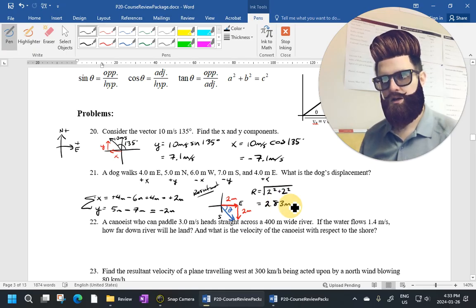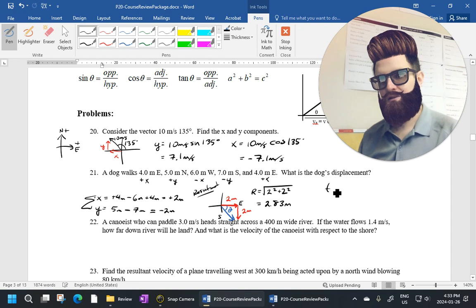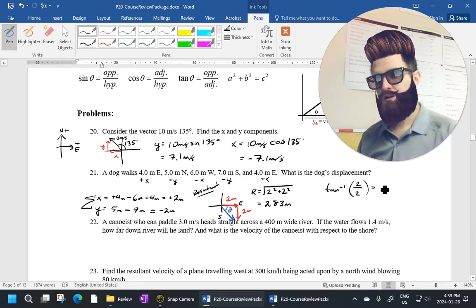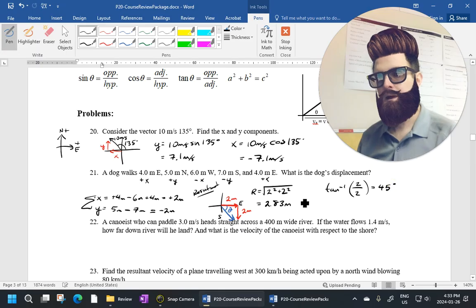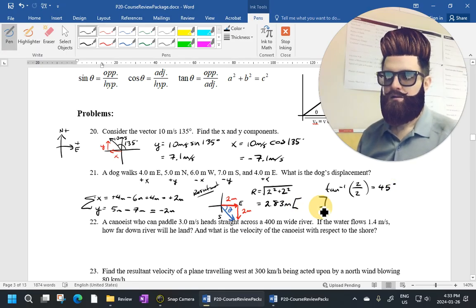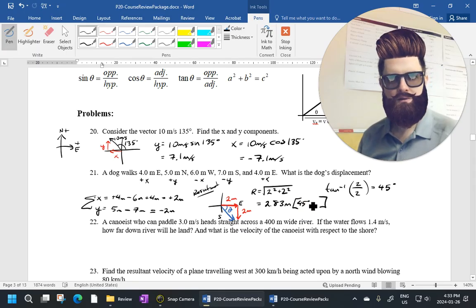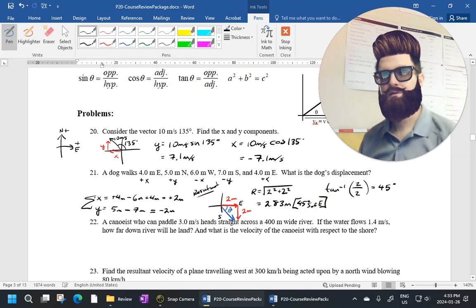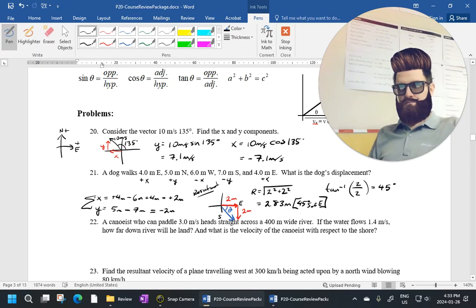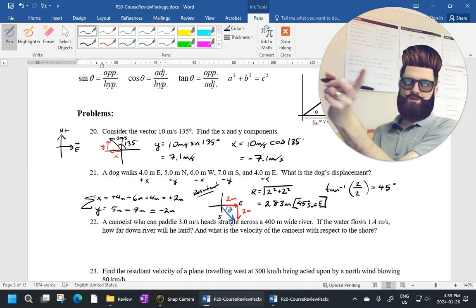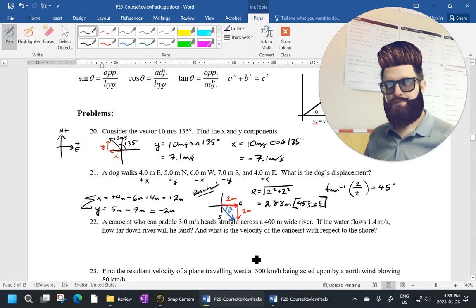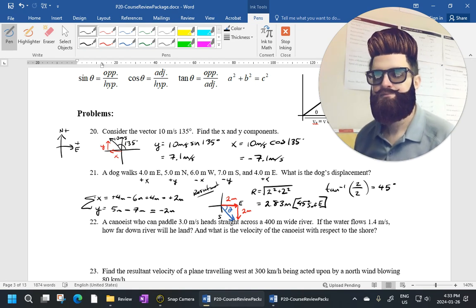2.83 meters. But I need this angle, right? So to find that angle, I'm gonna go tan inverse. Got my opposite, 2. I got my adjacent, 2. So that's 45 degrees. All right. So I'm going to put my 45 degrees in here. But then I got to say what direction. So based on the way I drew it, I'm south of that east line, right? So I'm going east first, then south.